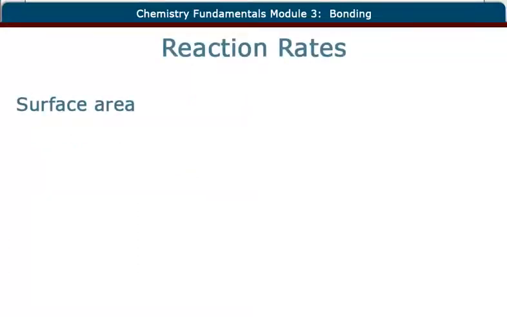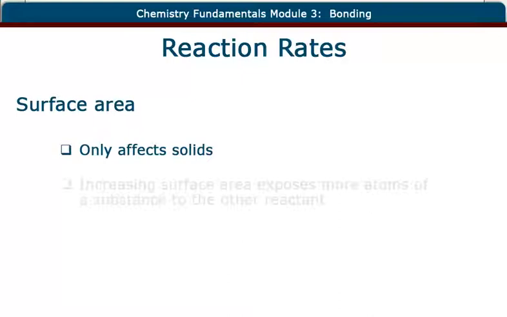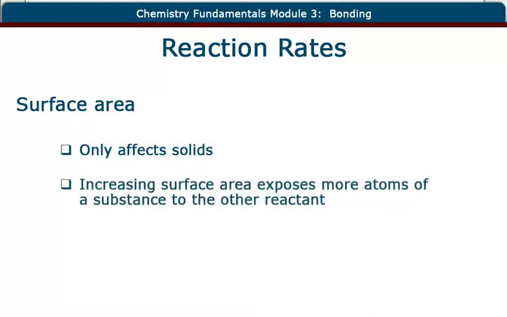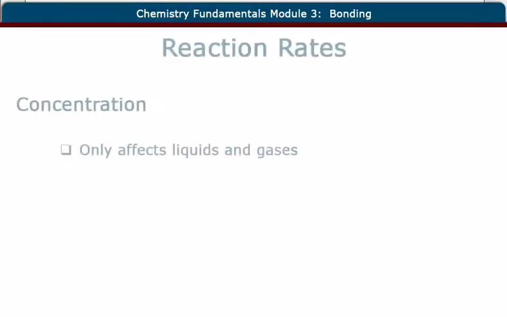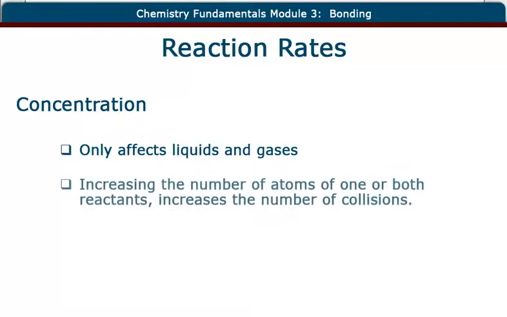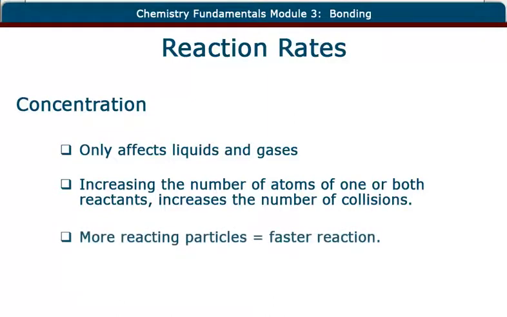Surface area affects the reaction rate of reactions involving solids. Since reactions take place on the surface of solids, increasing the surface area exposes more atoms to the other reactant. This also increases the number of collisions and speeds the reaction. Concentration is only a consideration with liquids and gases. Increasing the number of atoms of one or both reactants increases the number of collisions. More of the reacting particles present in the given volume results in an increased reaction rate.